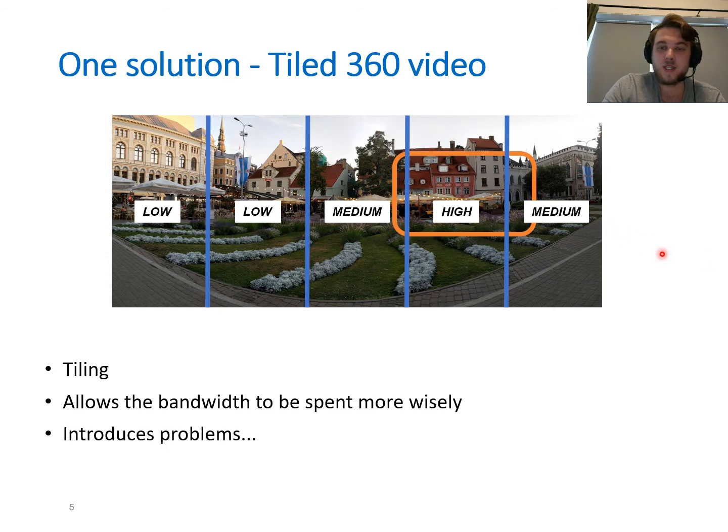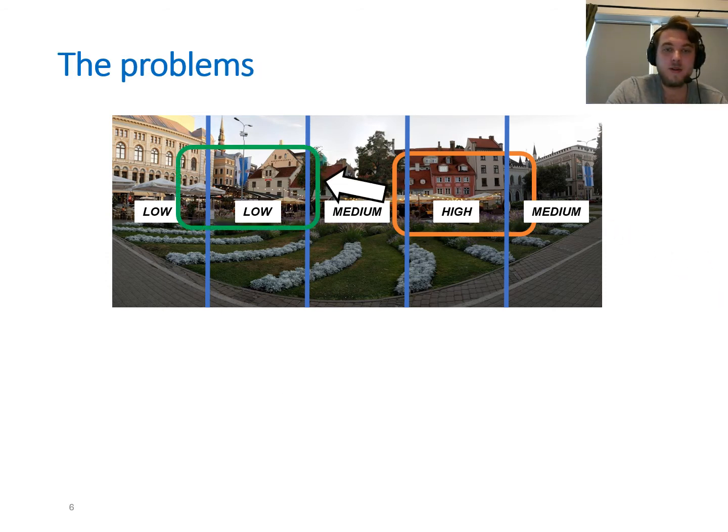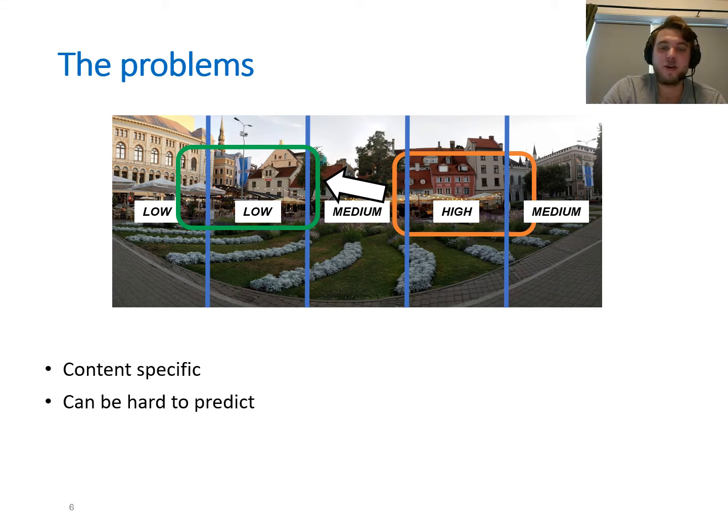This introduces problems, however, naturally, if a viewer changes their direction in a current chunk of video. So if you fetch a chunk of video where you have low quality here and medium, high, medium, and then the viewer changes their viewing direction to over here instead, then they'll see the low quality video. So if the system doesn't adapt quickly enough, this will make the viewing experience worse for the viewer. And this is very content specific and can be very hard to predict. It requires a lot of fine tuning in the system or in your algorithm.